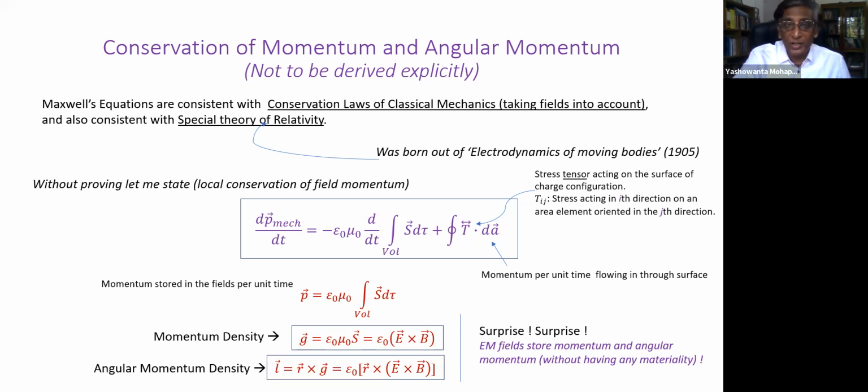Or take the problem that you did in homework 9, in which we set a cylinder rotating to its final angular velocity omega f, working against the back EMF. Where did that angular momentum come from? It all came from the E and B field. That's a surprise, but the conservation laws are preserved. Newton's third law and all the principles of conservation in classical mechanics that we know are preserved if we take the field into account.